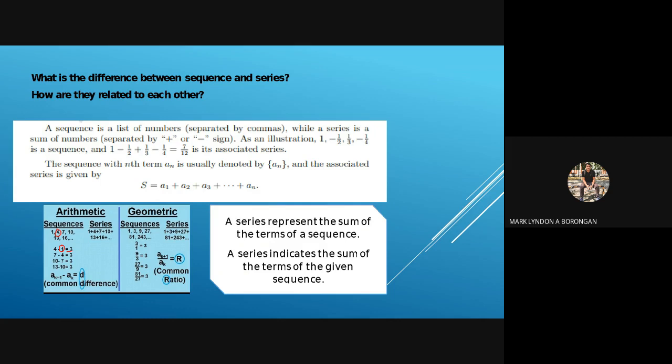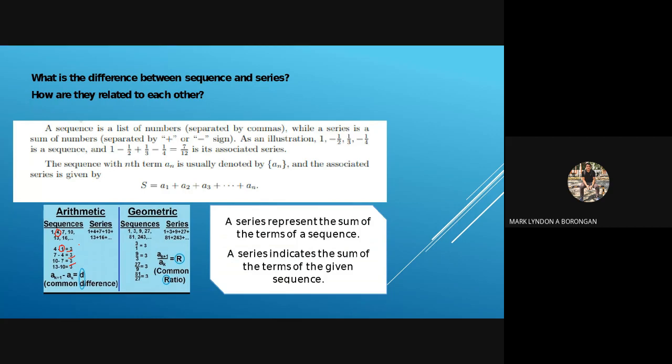So next, 7 minus 4. Subtracting 4 from 7, it is still 3. Then 10, subtracting 7, it is still 3. So therefore we can say that 3 is the common difference, and this is an arithmetic sequence.